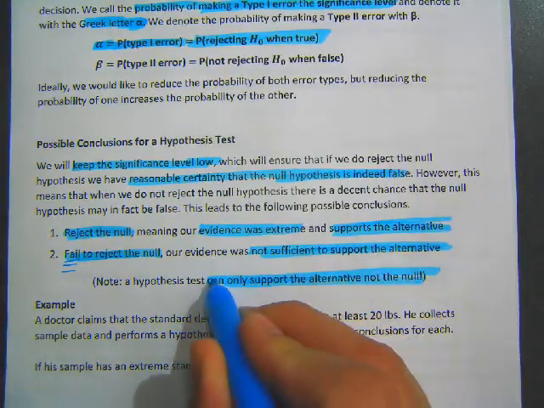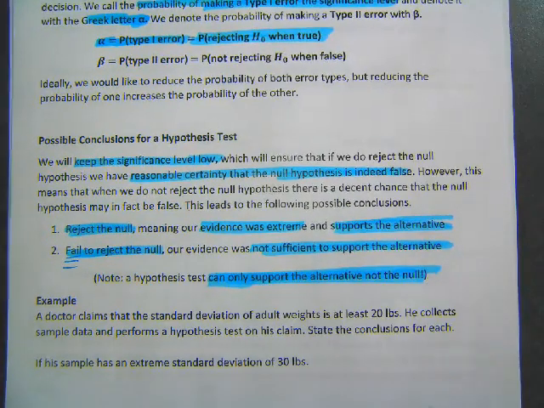So if you ever tell me, oh yeah, I supported the null, I'll tell you, no, you didn't, because that's not possible. You can't support the null. You can't say the null is true. You can say, I couldn't disprove it. I couldn't disprove this theory. I couldn't disprove this null hypothesis.